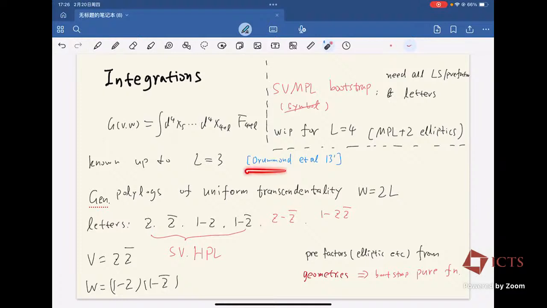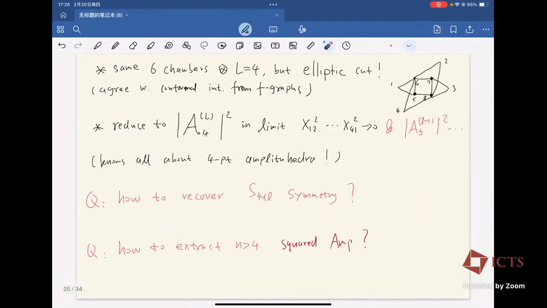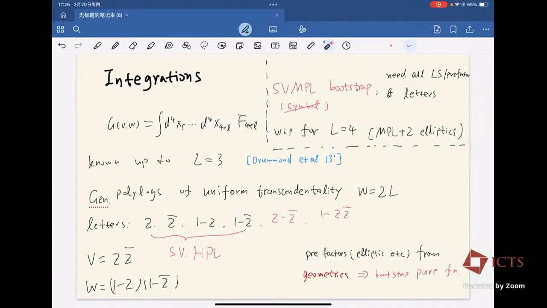But in this paper in 2013, the authors managed to bootstrap all the integrals at 3 loops, including the so-called easy integral, hard integral, and so on. So I think it's a very important question what the functions are and how to bootstrap them at even higher loops. As I mentioned, at 4 loops, elliptic functions start to appear, but most of the integrals are still multi-polylogs. So actually, you can set up a single-valued multi-polylog bootstrap.